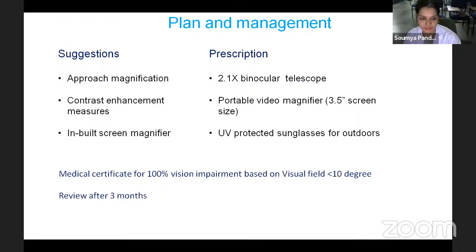And we also provided a 100% vision impairment medical certificate based on his visual field, which is less than 10 degrees. And we asked him to review after 3 months.